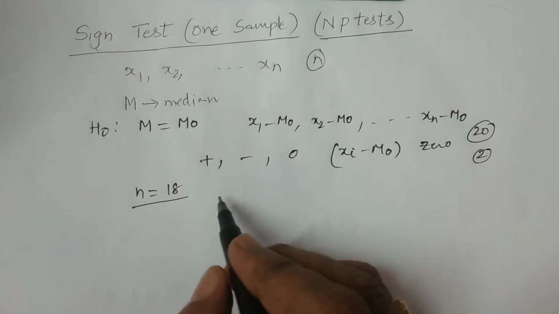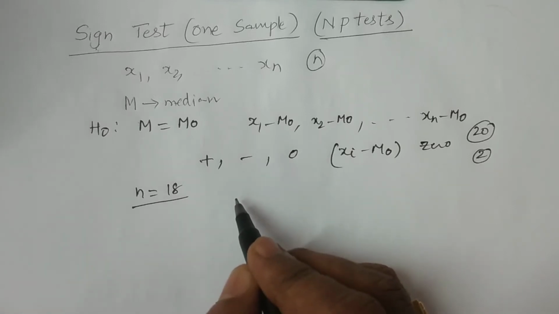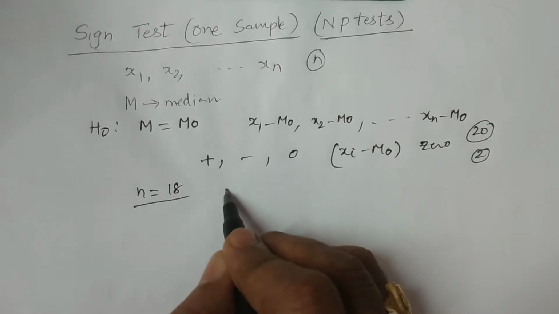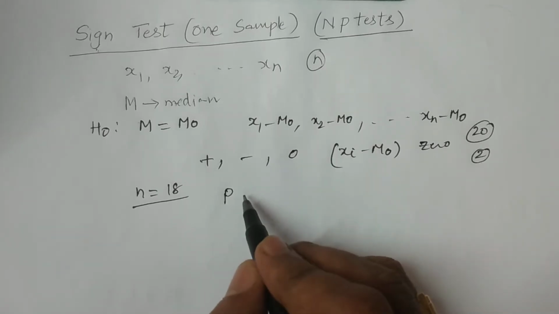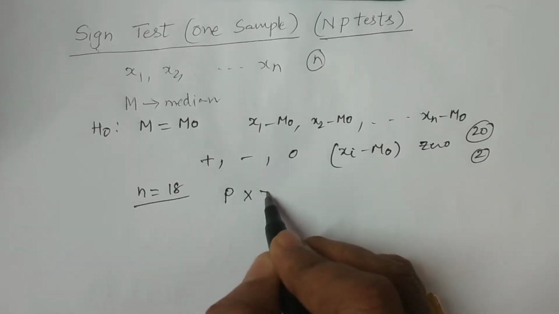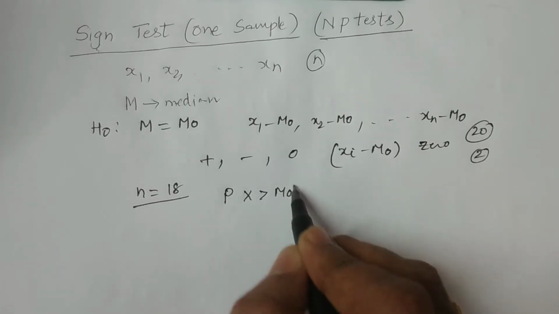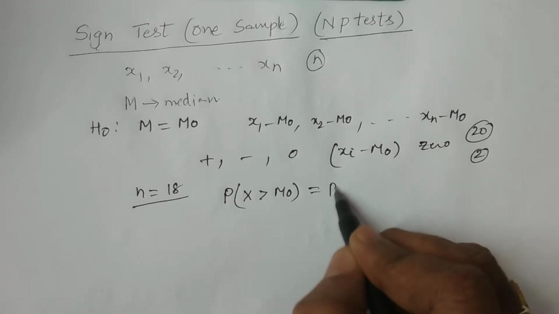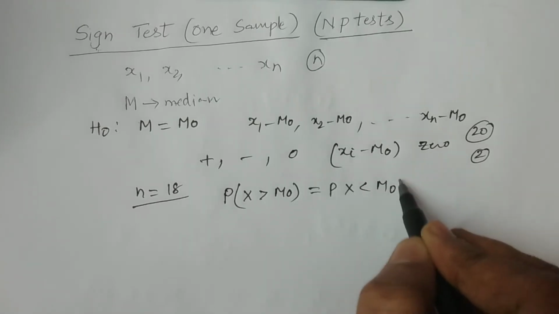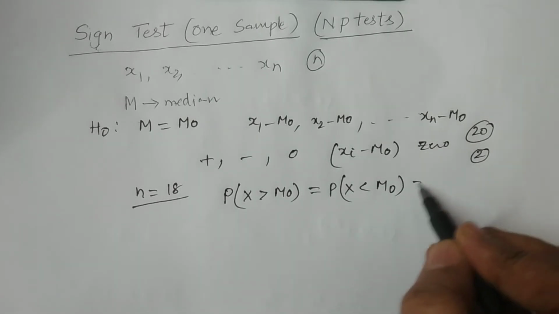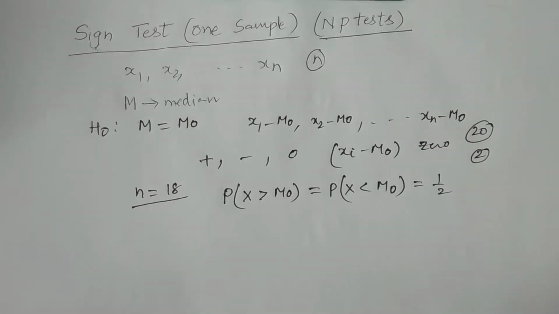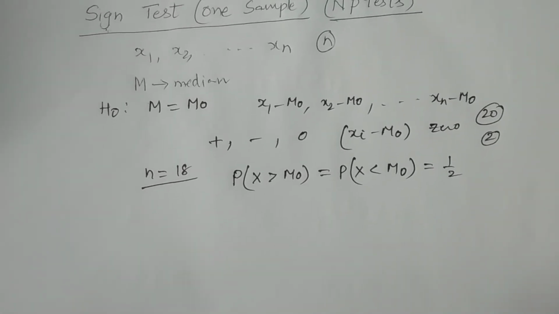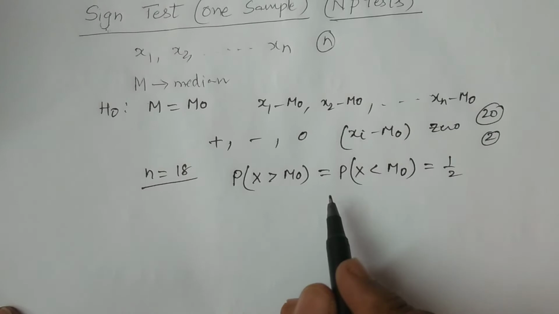Therefore, since the median divides the total distribution into two equal parts, the probability of X greater than M naught, that is the median, is equivalent to the probability of X less than M naught, which is equivalent to 1 by 2. That's exactly 1 by 2. That is in terms of probability, or by using the property of the median, we can state this.